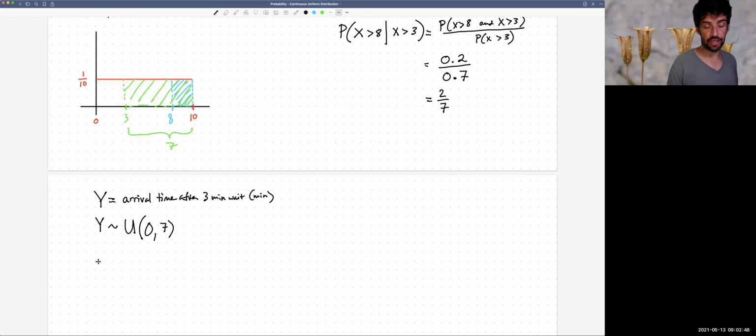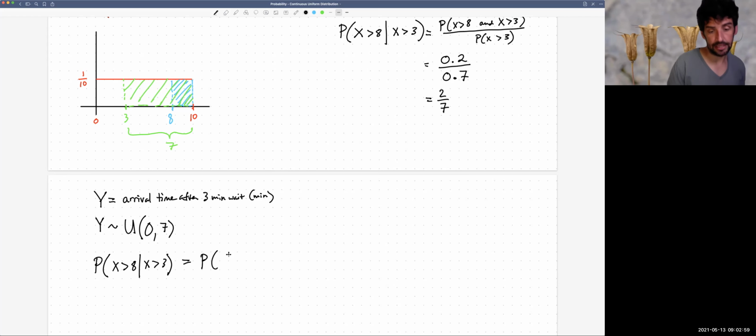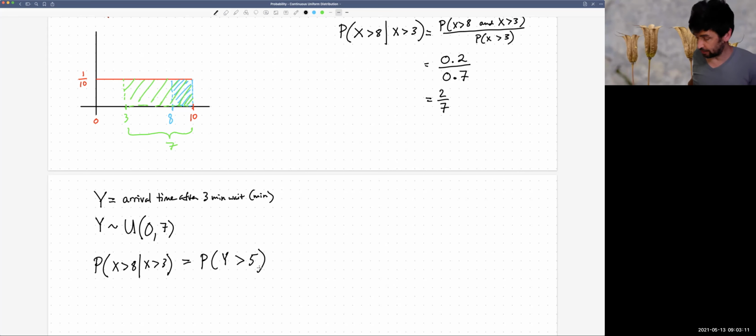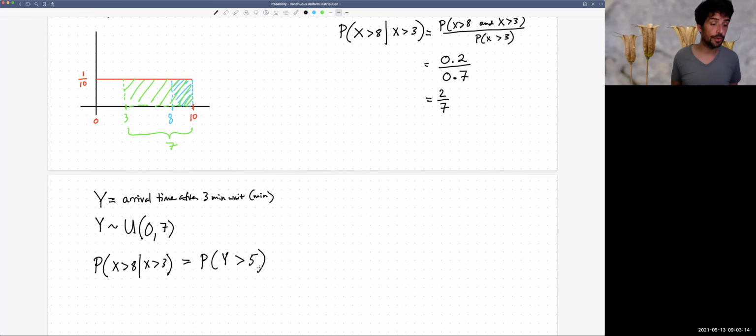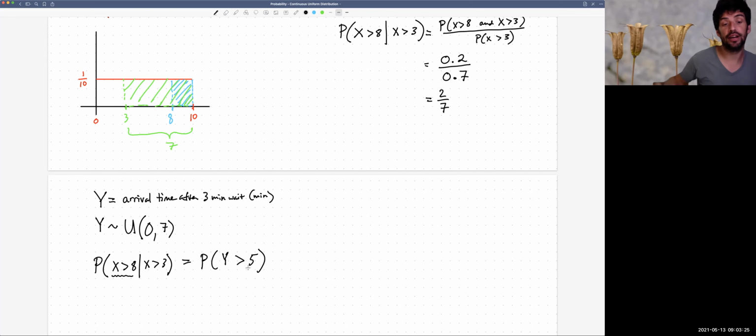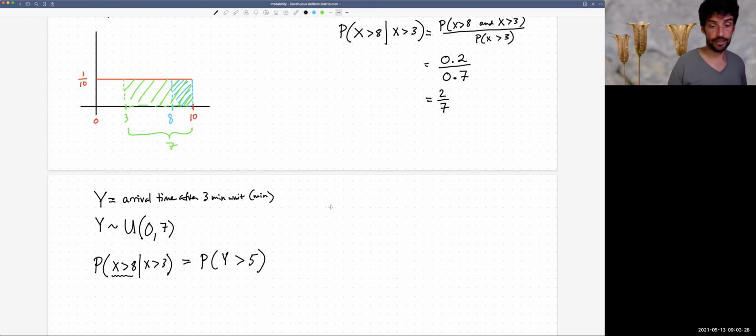Right? And our question about the probability of x being greater than 8 given x was greater than 3 is equivalent to the probability that y is greater than 5. Okay, so there's no conditional here anymore because this variable is always starting at 3. That's just the world we live in. There's 7 minutes of time for this train to arrive in. Okay, and the train taking a total of 8 minutes to arrive is the same as taking 5 minutes to arrive after we've already waited 3.